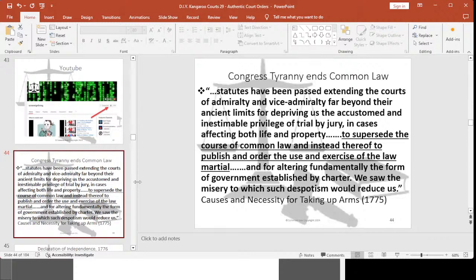Okay, gee, that sounds like martial law. And for altering fundamentally the form of government established by charter, we saw the misery to which such despotism, okay, that's dictatorship, would reduce us. Trial by jury. The War of Independence was fought over the denial of trial by jury, okay? And none of us ever bring that up. And anytime somebody brings it up and stands their ground, the case goes away.